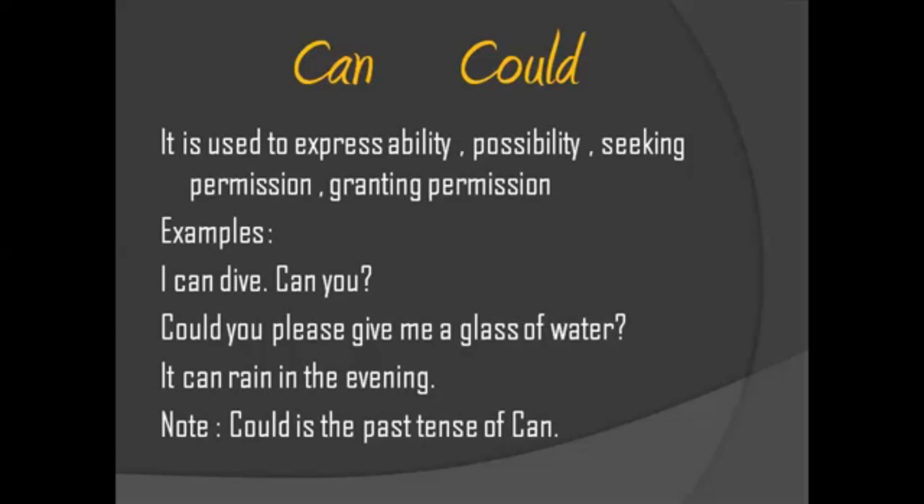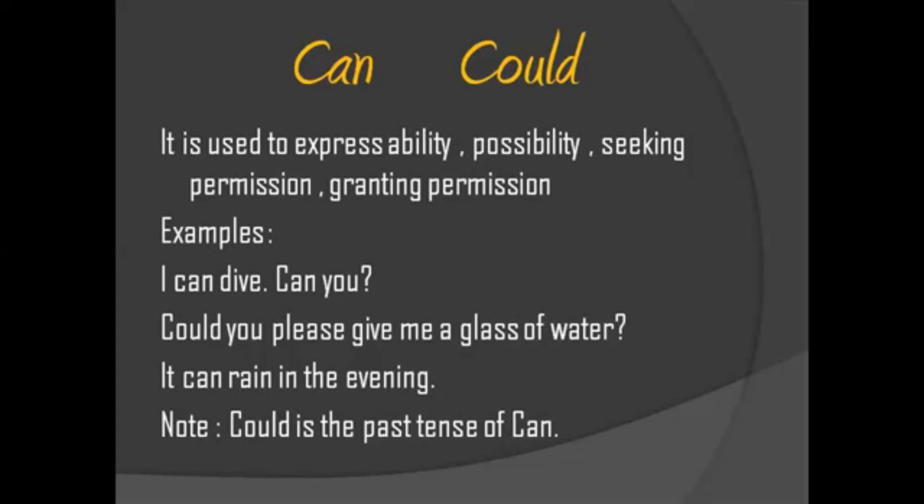Could you please give me a glass of water? Here you are again asking something. Could is a very courteous way, a very polite way to request someone. Like, could you please give me a glass of water? Here you are being very courteous. You are asking in a very polite way.